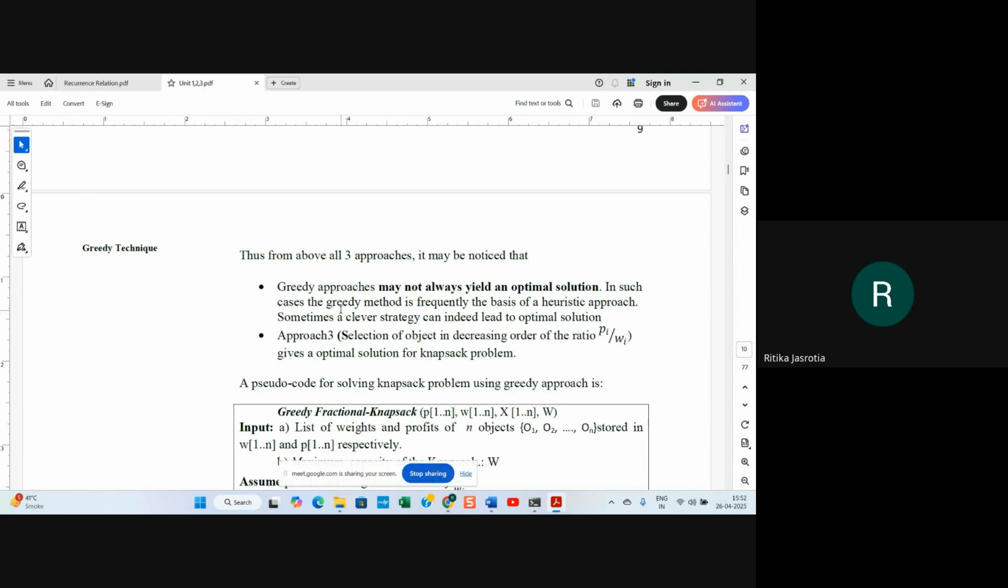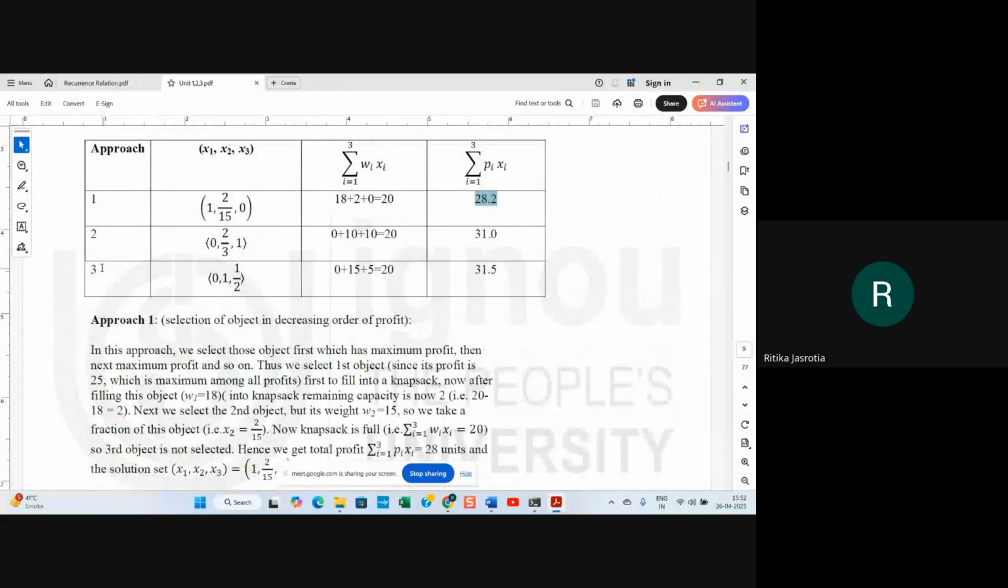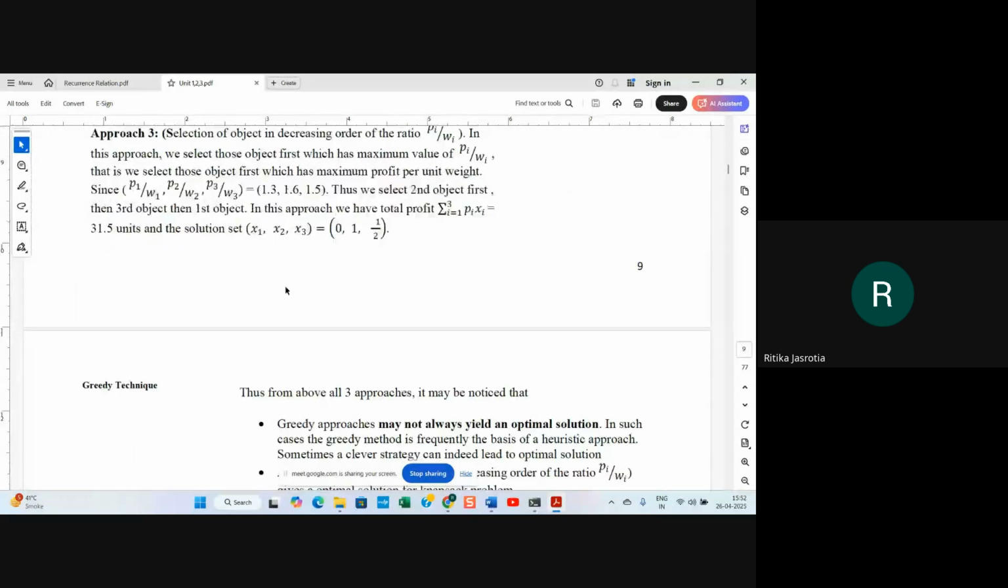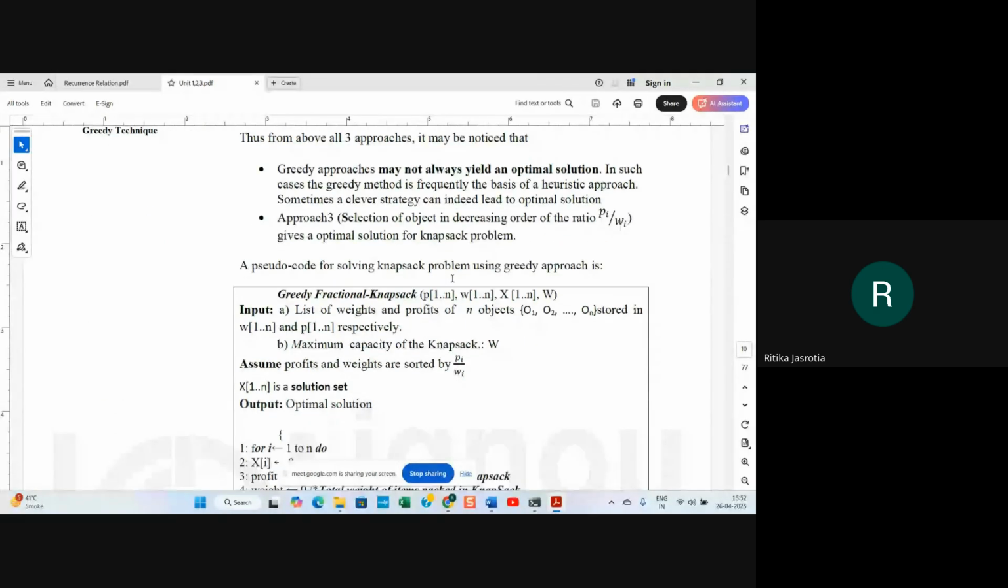In such cases, the greedy method is frequently the basis of a heuristic approach. Sometimes a clever strategy can indeed lead to an optimal solution. Approach 3, selection of objects in decreasing order of the ratio Pi divided by Wi, gives an optimal solution for knapsack. So they are saying that this third alternative is best, because the optimal solution would not always be found otherwise. The best optimal solution can be found with the third alternative, where we are finding the fraction of profit and weight, and calculating the solution.